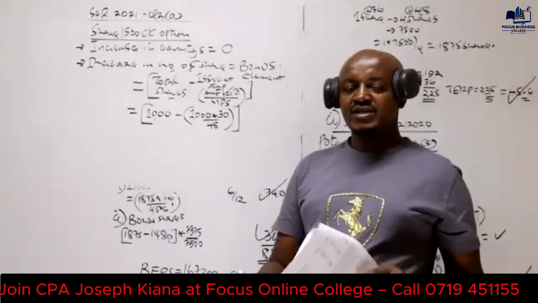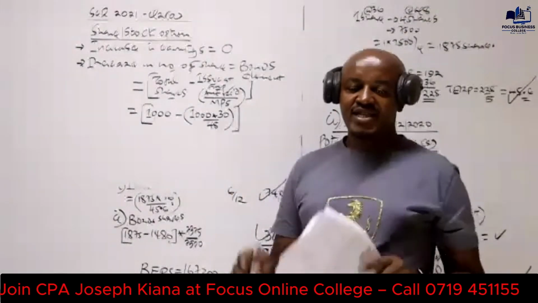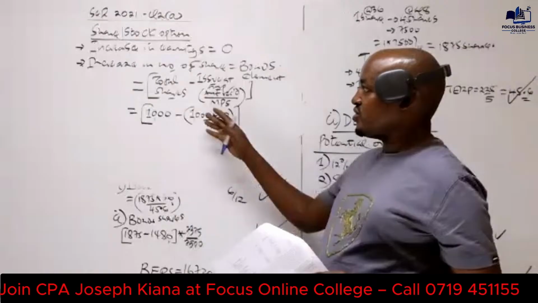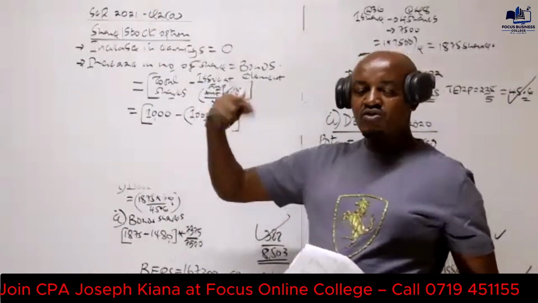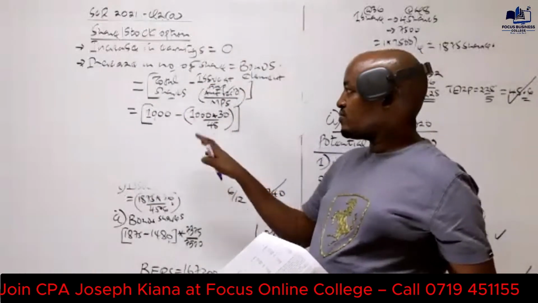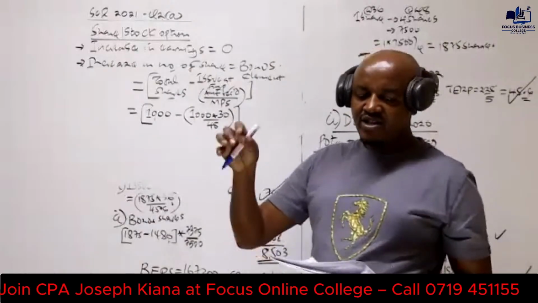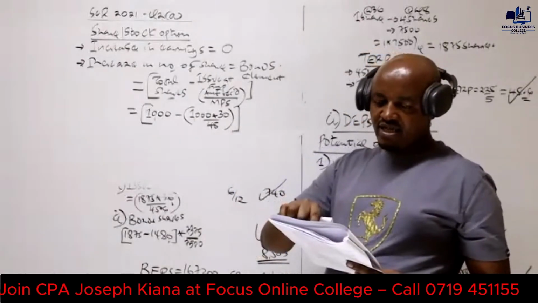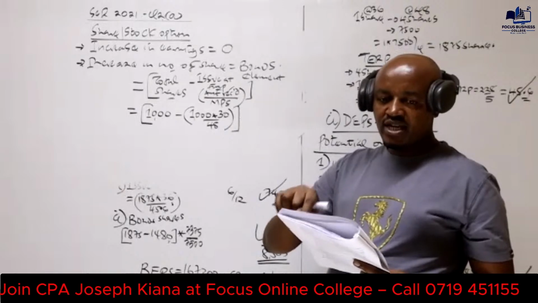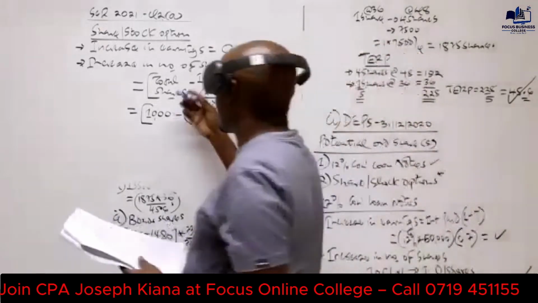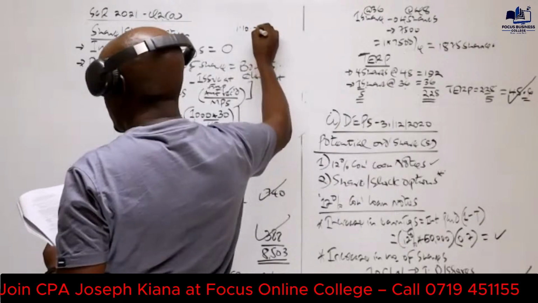Dilutive number of shares means these are the shares which reduce the earnings per share, because shares issued at full market price we say are not dilutive. So whatever you have computed here are the dilutive number of shares. Then if you check on the date the share option was granted to the employees, it is 1st of October 2020.